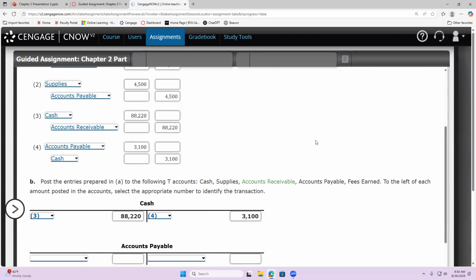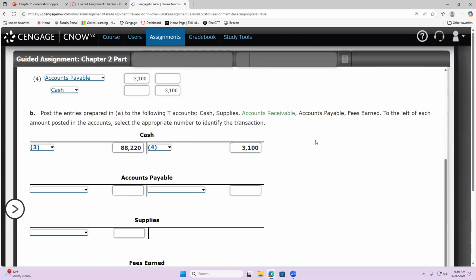Now to find the balance of that account, all I would have to do is subtract the smaller side from the bigger side. So I'd say 88,220 minus 3,100, which is 85,120. So this cash account has a debit balance of 85,120. This minus this. That's how we find the balance of the account.